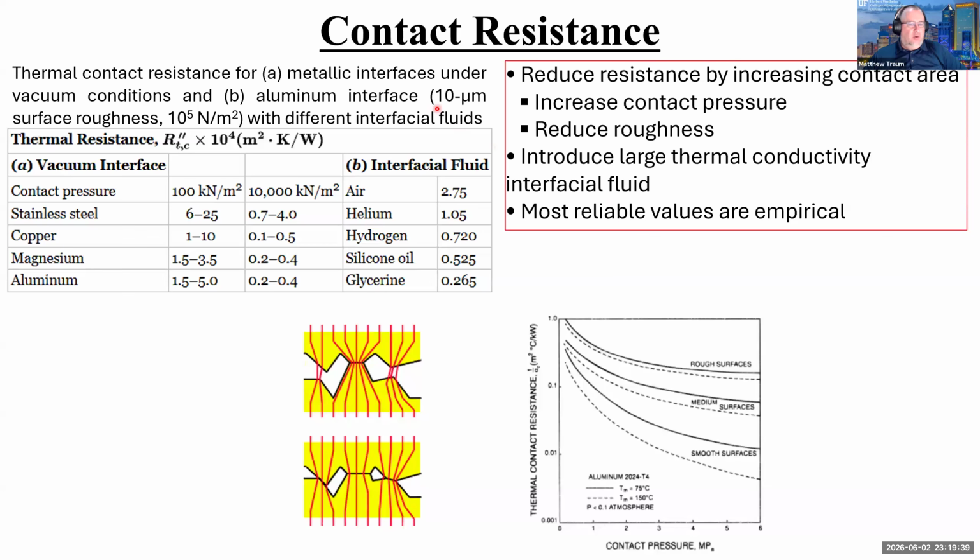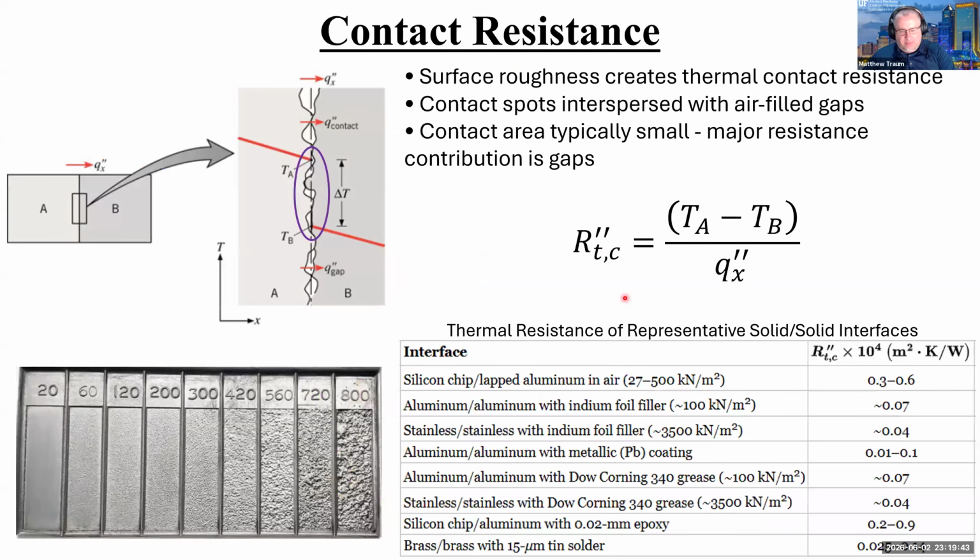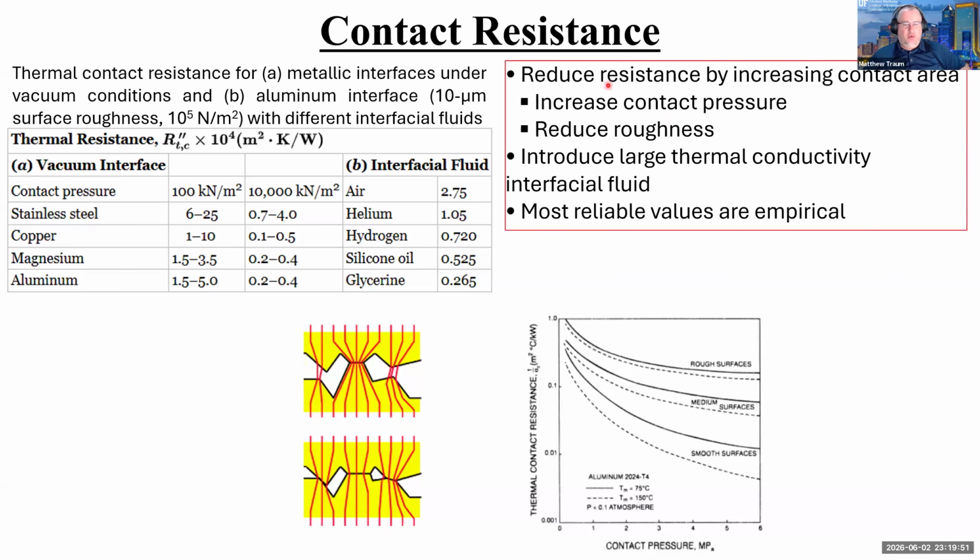Okay, so the other thing about contact resistance, which you could see here, right? These are pressures that are given, force per unit area. Contact resistance is reduced by squishing the two surfaces together, which increases the contact area between the materials and reduces the gap. So that's basically what I'm showing here.